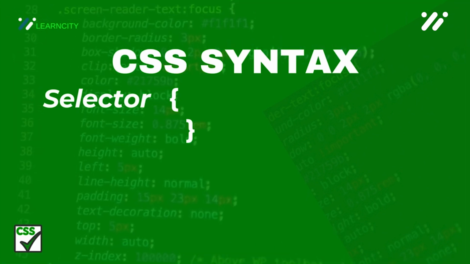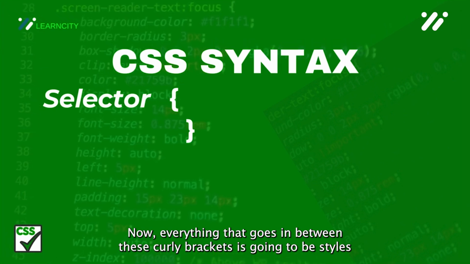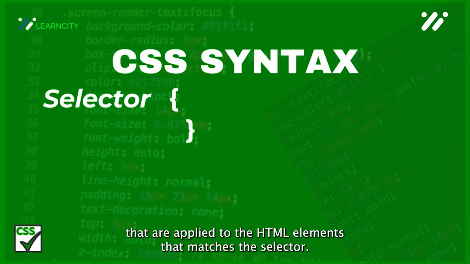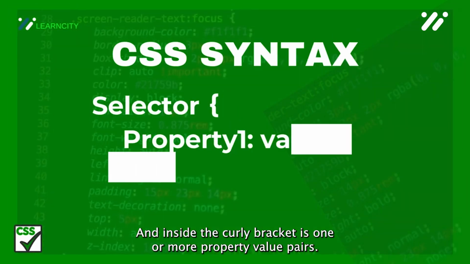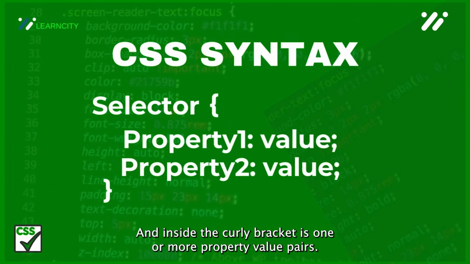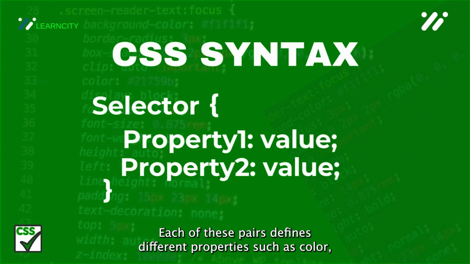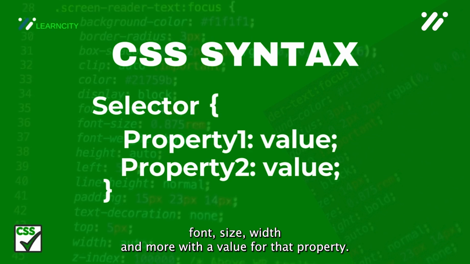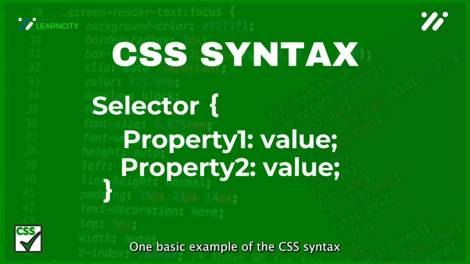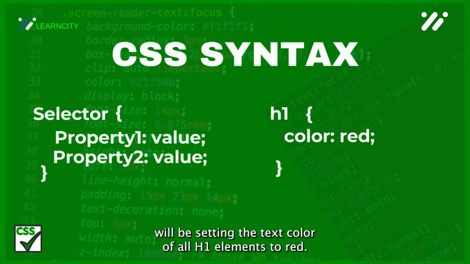Are you following? Now, everything that goes in between these curly brackets is going to be styles that are applied to the HTML elements that match the selector. And inside the curly brackets are one or more property-value pairs. Each of these pairs defines different properties such as color, font size, width, and more, with a value for that property. One basic example of the CSS syntax would be setting the text color of all H1 elements to red. Hope you're following?